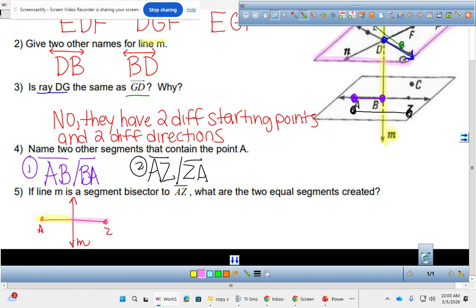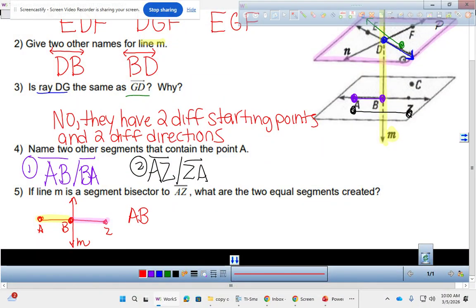So this question is saying, what are those two equal parts? Well, this has point A and then this middle point, which is B, or BA. And then the right-hand side is BZ or CB. So these are the two equal parts if line M is a bisector.